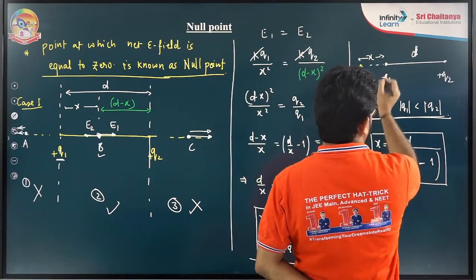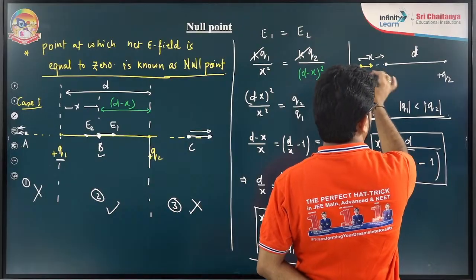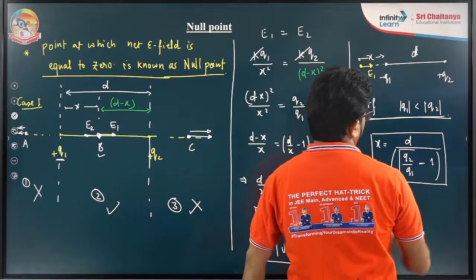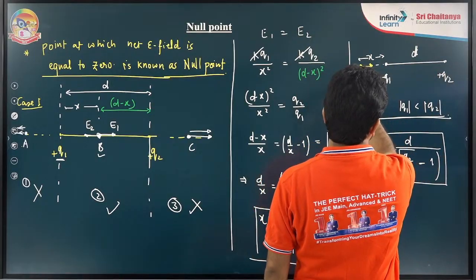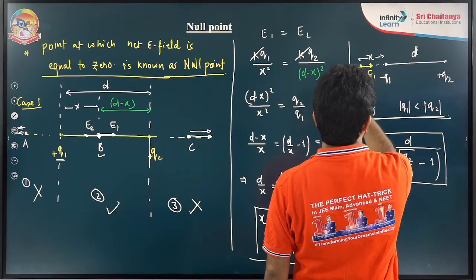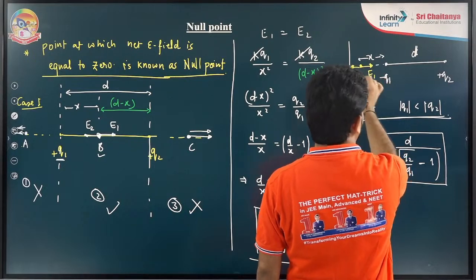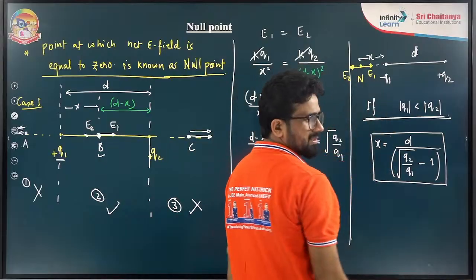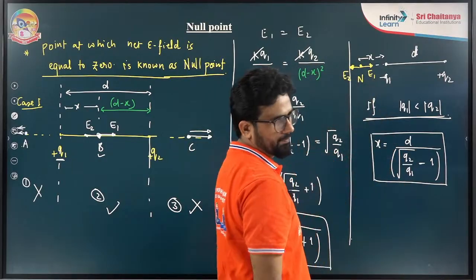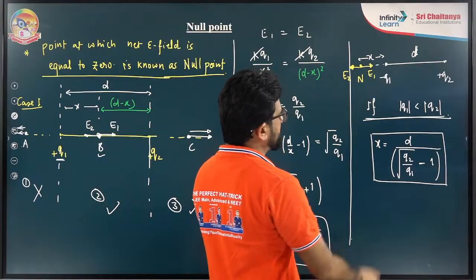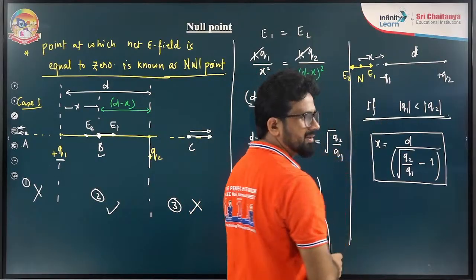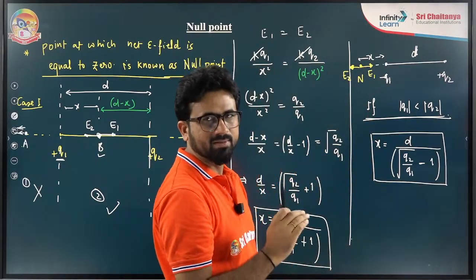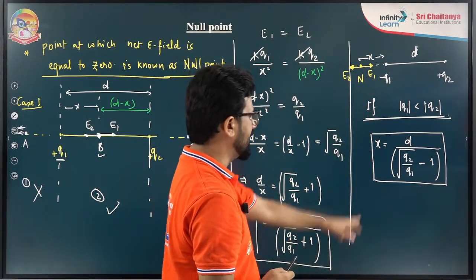Due to q1, the field will be radially inward, meaning towards right. This is the field E1 due to q1, and due to q2, the field would be radially outward, that means towards left, that's E2. But at the equilibrium position, both fields cancel each other, that means E1 is equal to E2. The very first thing I want to calculate is the value of E1 and the value of E2.